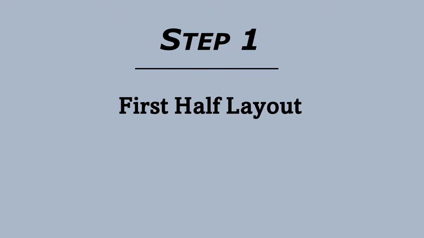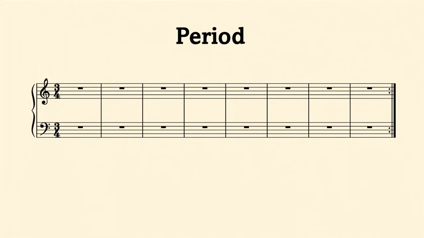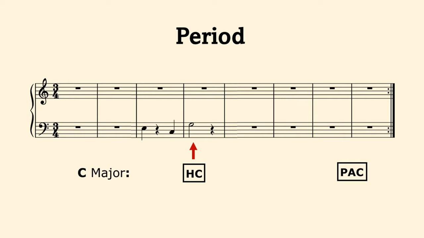Step 1, first half layout. Period and sentence. The first half of a minuet can be set in either of these two formal structures. The period. The standard period structure in a minuet has one half cadence at bar 4 and one perfect authentic cadence at bar 8. A half cadence is a rest on the fifth degree of a given key.